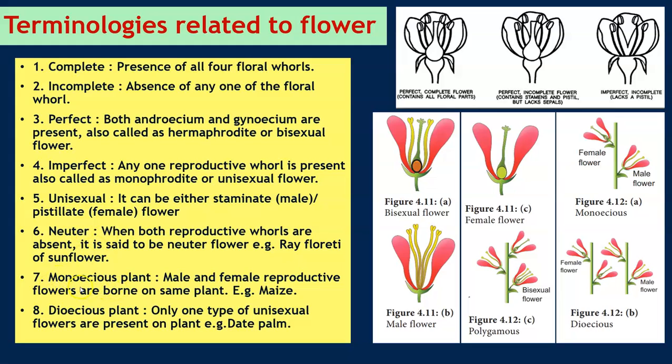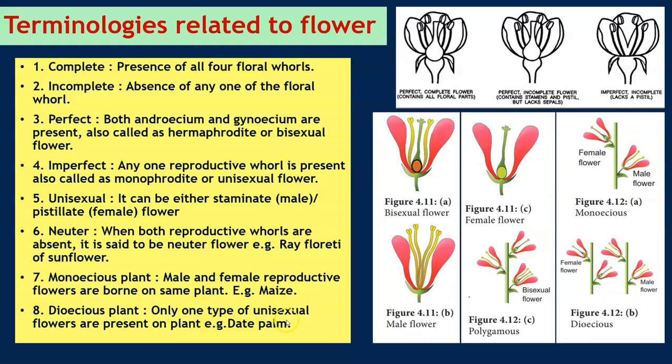Then we have something called a monoecious plant. When the male and the female reproductive flowers are borne on the same plant, for example maize. Have a look at this image here. This is the stem of the plant. You can see this flower is a female flower and this flower is the male flower. Now both the male and the female flower are present on the same plant, on the same axis. So such a plant is called a monoecious plant. Then we have a dioecious plant.